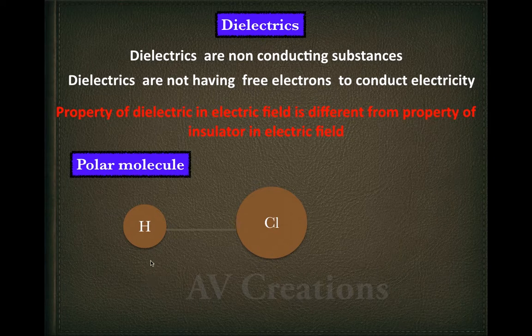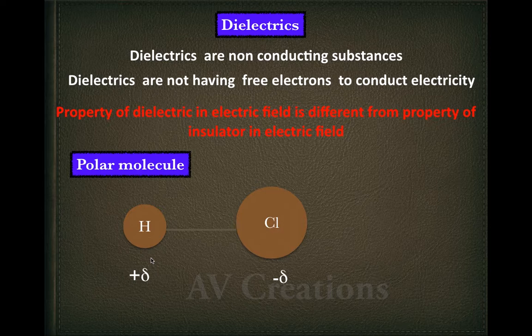When we compare hydrogen and chlorine, chlorine has more electronegativity compared to hydrogen. Electronegativity means the capacity to attract electrons. So chlorine will attract the electron of this bond pair. So this electron will be moving towards the chlorine atom. So this chlorine is going to get a half negative charge and hydrogen is going to get a half positive charge. This is called polarity.